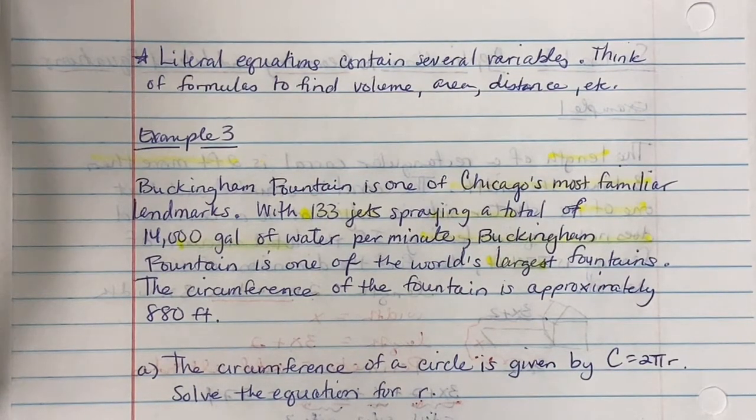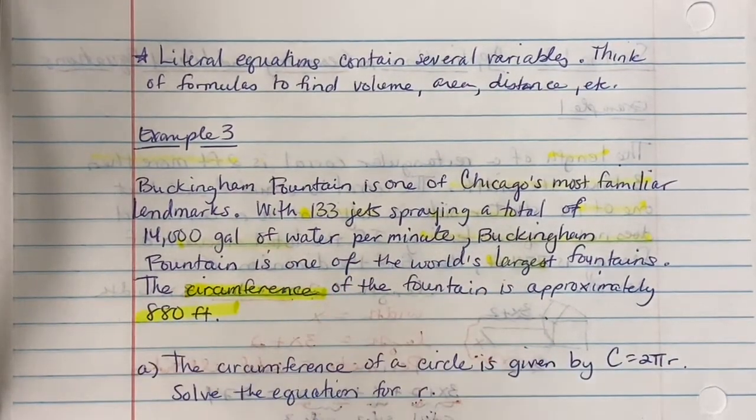So example 3 says, Buckingham Fountain is one of Chicago's most familiar landmarks. With 133 jets spraying a total of 14,000 gallons of water per minute, Buckingham Fountain is one of the world's largest fountains. The circumference of the fountain is approximately 880 feet. Okay, so let's look at what they gave us logistically. I really don't care that it's talking about Buckingham Fountain. I'm looking at specific things that pertain to math. It says 133 jets, it's got a quantity amount. 14,000 gallons of water per minute, that's a rate of how much water is going out. But then they tell you something, it says the circumference of the fountain is approximately 880 feet.